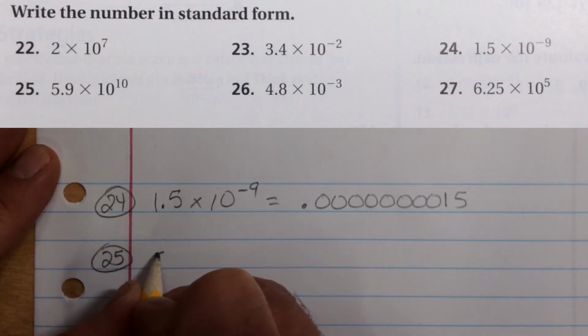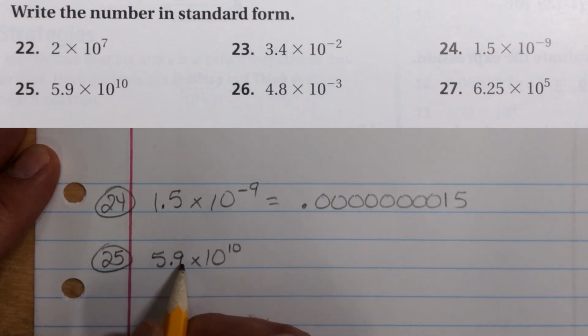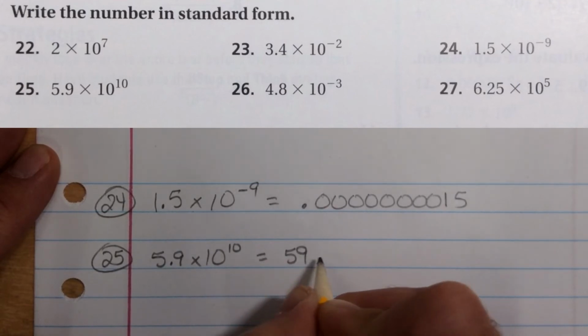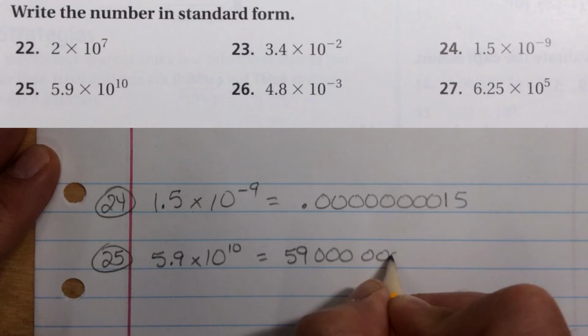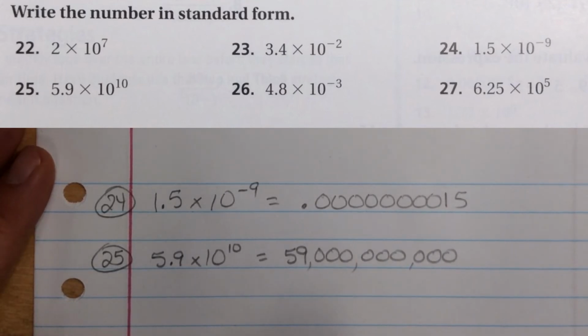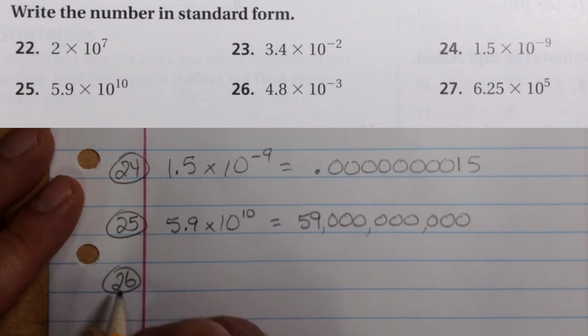Number 25, 5.9 times 10 to the 10th. The first move is that move right there, and then 9 more moves, so 9 zeros, so 5, 9, 1, 2, 3, 4, 5, 6, 7, 8, 9, commas, 59 billion. 26.